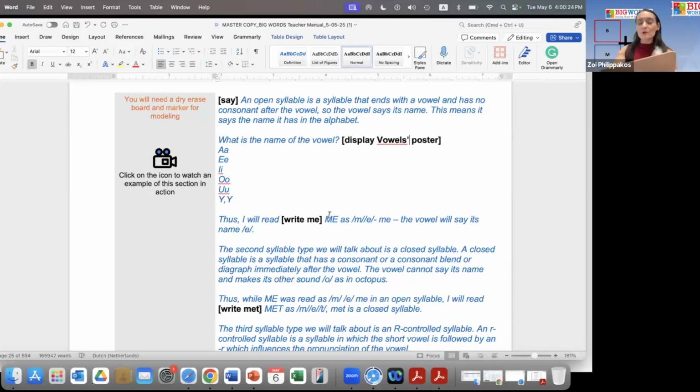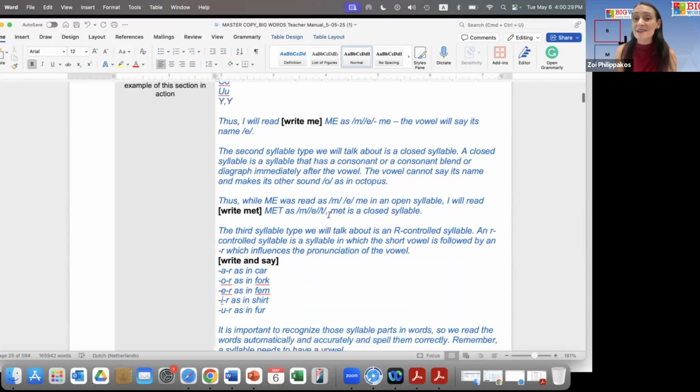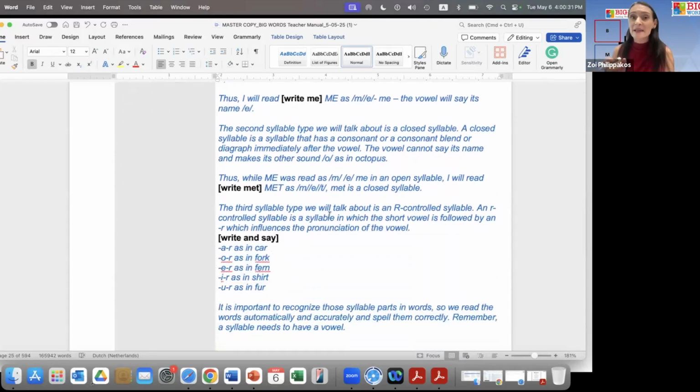The second syllable type we will work with is a closed syllable. A closed syllable is a syllable that has a consonant or a consonant blend or a digraph immediately after the vowel. The vowel cannot say its name. It makes its other sound, as in octopus, right? It will make its short sound. Therefore, while me was an open syllable, I will now read, I will underline my vowel, met. Met is a closed syllable.